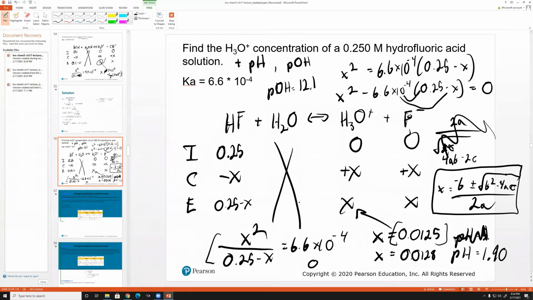So the bond strength of HF is going to be a lot stronger, meaning the ionization is going to be harder to achieve than HCl. Then HBr, it's a lot easier to achieve. Then HI, it's even easier to achieve. So the bond between H and I is a lot weaker than the bond between H and F.